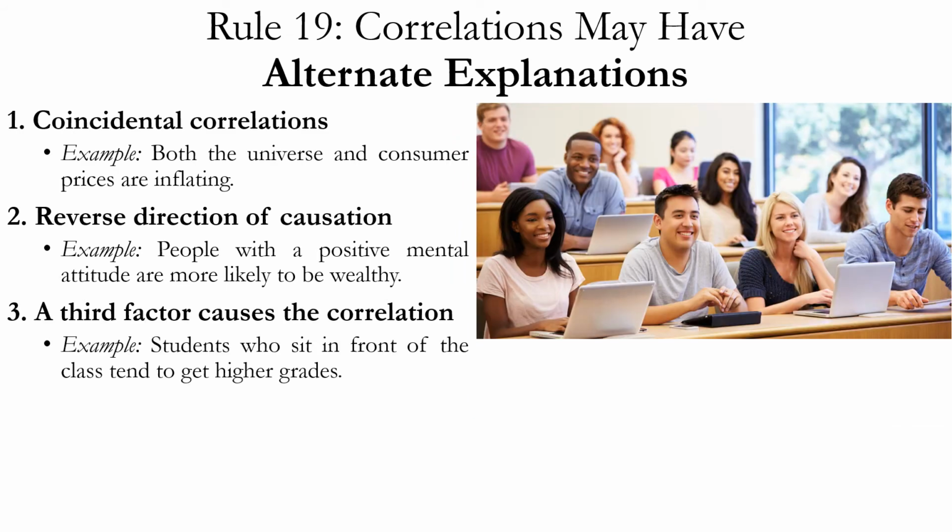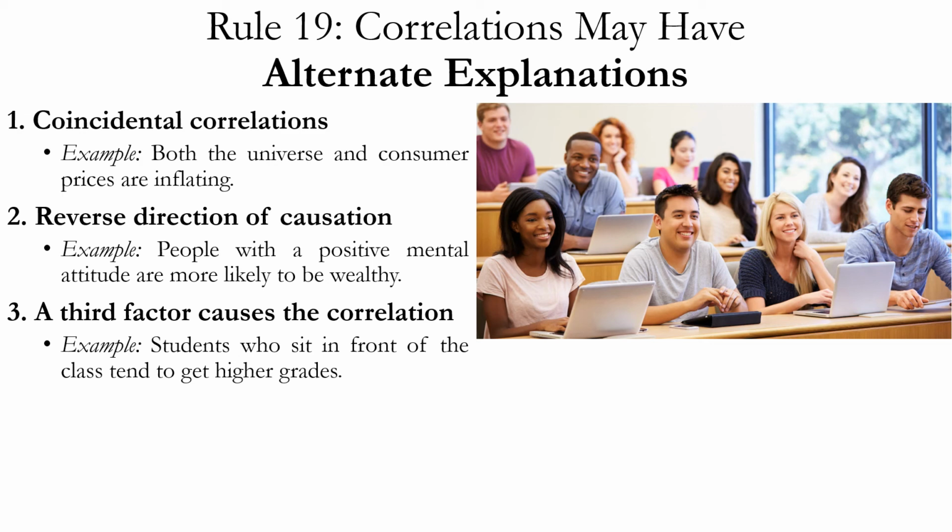A third type of alternate explanation is that there's a third factor causing the correlation between X and Y. So it's not that X causes Y or that Y causes X, but there's a third factor, Z, that's causing the observed correlation between X and Y. Example, students who sit in front of the class tend to get higher grades. You might look at this correlation and assume that sitting in front of the class causes you to get a higher grade. But what if there's a third factor that's causing both of these? For example, if a student is highly motivated to do well or interested in the material, that's the third factor, Z, then that might cause them to both sit in front of the class and to work harder to get higher grades.